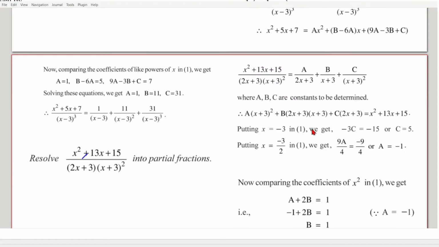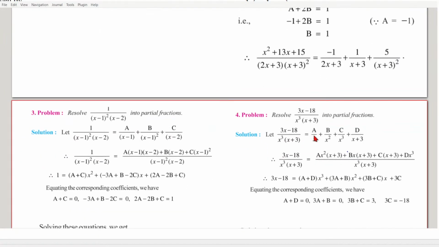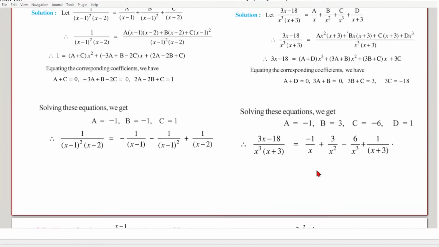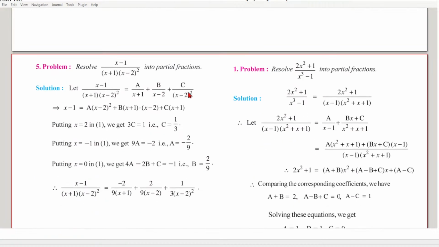Now this one we have done. This one also we have done, no? So this one is also linear only: x plus 1, x minus 1, x minus 1 whole square. Now see this one. 2x square plus 1 over x cube minus 1. This is a cubic. But x cube minus 1, you can always break it as x minus 1 into x square plus x plus 1.